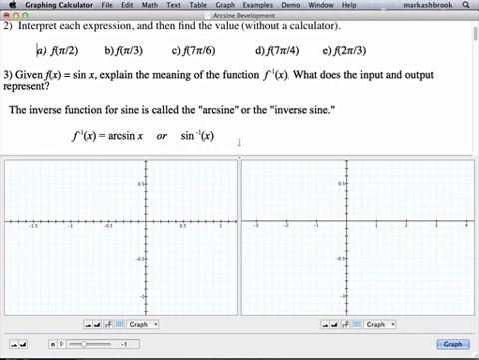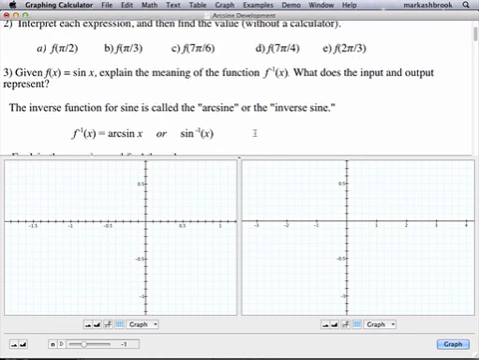Okay, so the inverse function for sine is called the arc sine. You'll see it this way, or you'll see it this way. They both mean the same thing. This is called arc sine. This is called inverse sine. Again, now x in this inverse function represents the vertical distance or y coordinate, and the output of this function would be angle. Okay.